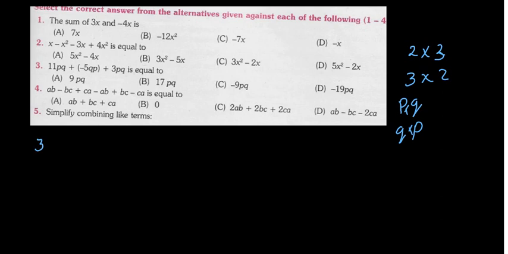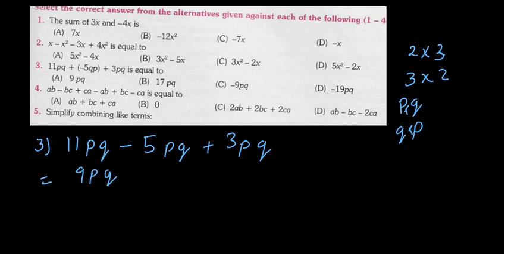So essentially it is 11pq minus 5pq. This is not a misprint, this is actually intentional. QP can be written as PQ and then you have 3PQ. Now we just simplify it. 11 minus 5 is 6. 6PQ plus 3PQ will be 9PQ. So that will be your answer, plus 9PQ.